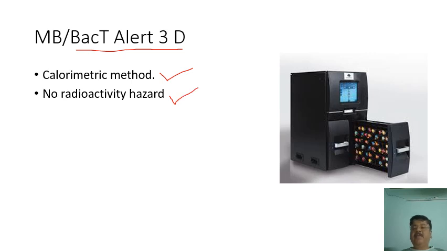You can see the machine where the bottles are loaded with the patient specimen, and in case there is growth, it is displayed in which slot there is growth. We have to take out the bottle and then go for further identification and further antimicrobial susceptibility testing. So that is the BACT/ALERT 3D system.